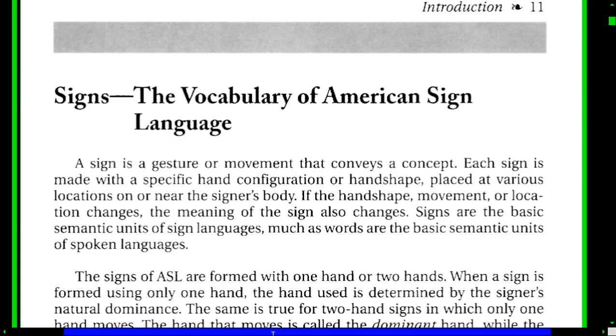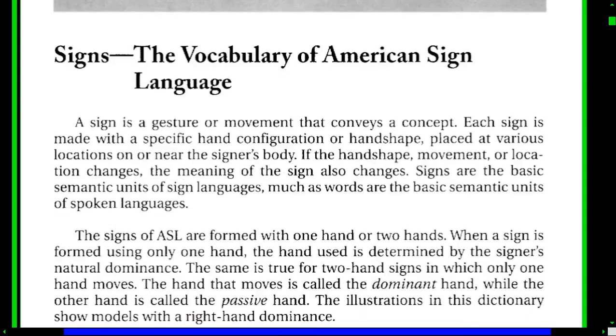Sign vocabulary of sign language. A sign is a gesture or movement that conveys a concept. Each sign is made with a specific hand configuration or hand shape, placed at various locations on or near the signer's body. If the hand shape, movement, or location changes, the meaning of the sign also changes. Signs are the basic semantic units of sign language, much as words are the basic semantic units of spoken language. So we have words and we have signs.